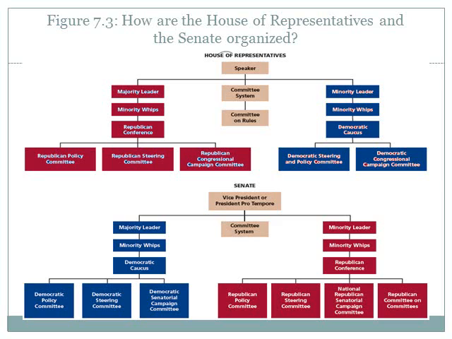How are the House of Representatives and the Senate organized? And here you see in the House of Representatives at the top you have the Speaker, and then you have the majority and minority leaders, the majority and minority whips, and the Republican Conference or Democratic Caucus, and then various committees, steering committees for both parties. Republicans have something called the Policy Committee. Both have a Congressional Campaign Committee. Outside of the party system of majority leader, minority leader, you have a committee system and a committee on rules.